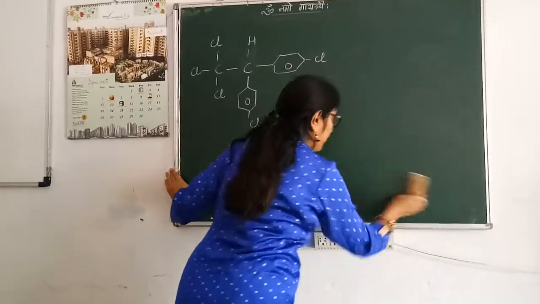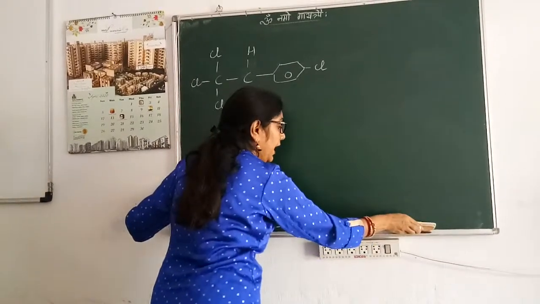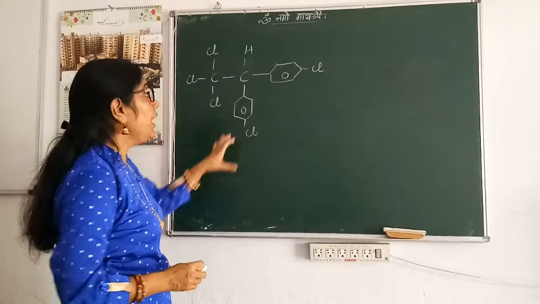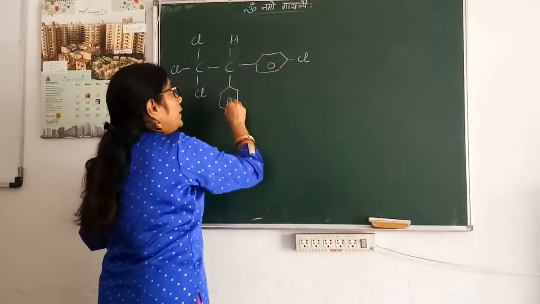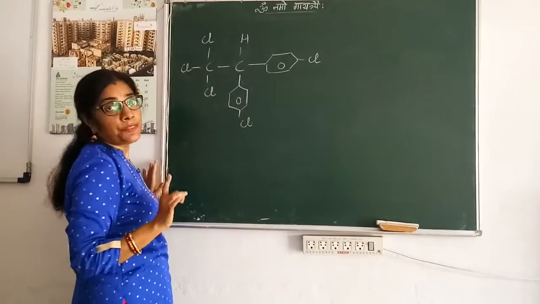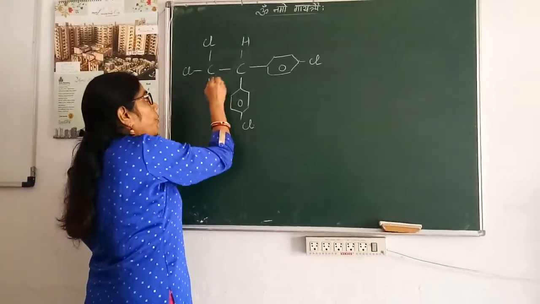So the next polyhalogenated compound is DDT, dichloro-diphenyl trichloroethane. So first of all, you see the name dichloro-diphenyl trichloro, since 2 carbon atoms, ethane. What will be the IUPAC name of this compound?